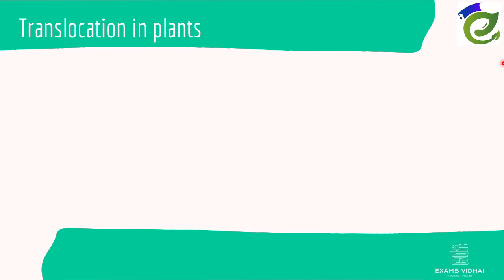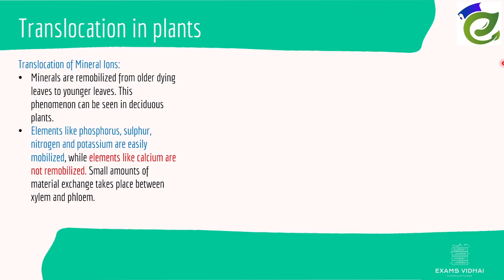Translocation in plants. Remember that we discussed translocation in the first slide. Here we'll be looking into it in much more detail. Translocation of mineral ions is the remobilization from older leaves to younger leaves. This phenomenon is seen in deciduous plants. Deciduous plants are plants which shed their leaves in a certain time period. So probably in winter, the deciduous plants will shed their leaves, and before they shed the leaves, they will remobilize these minerals from the older leaves to the younger leaves.